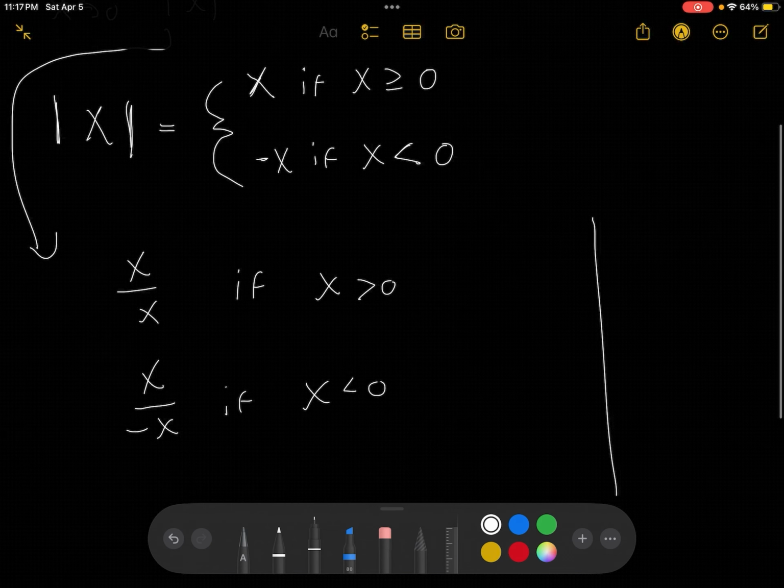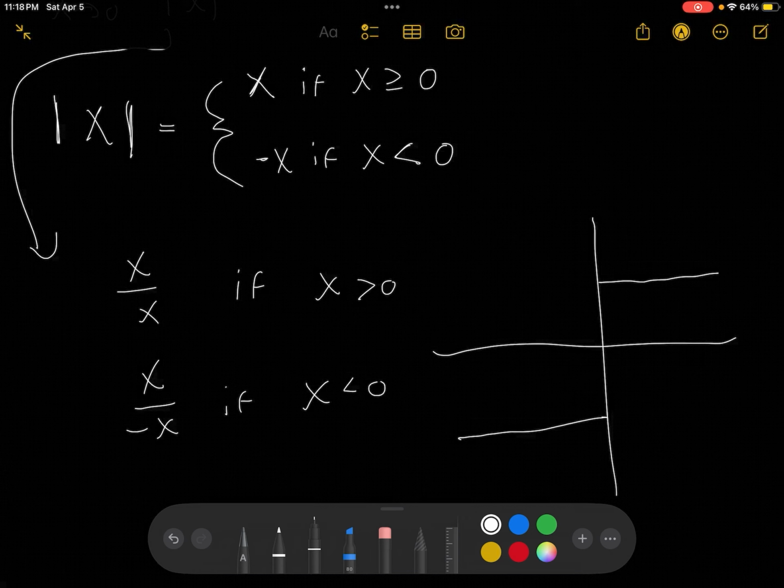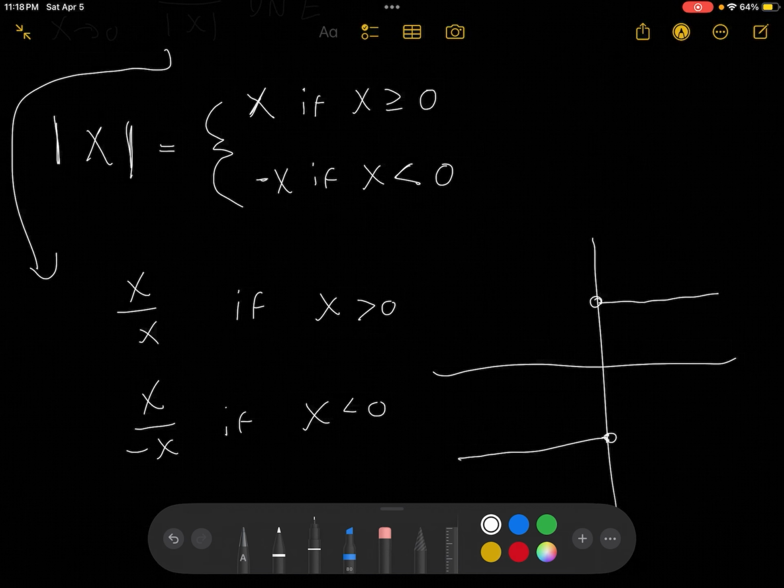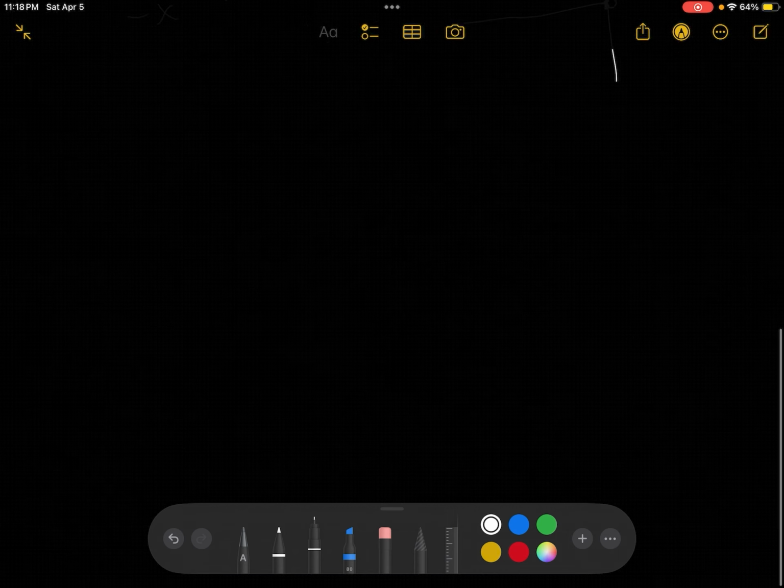So the graph of it looks like this. We have a line at -1, and we have a line at 1. And at 0, the function is undefined. So we can see that the left-hand limit and the right-hand limit don't agree, so this limit at 0 does not exist.